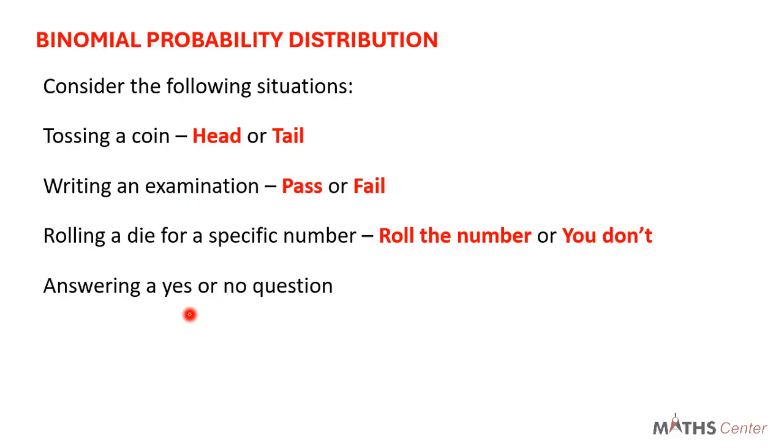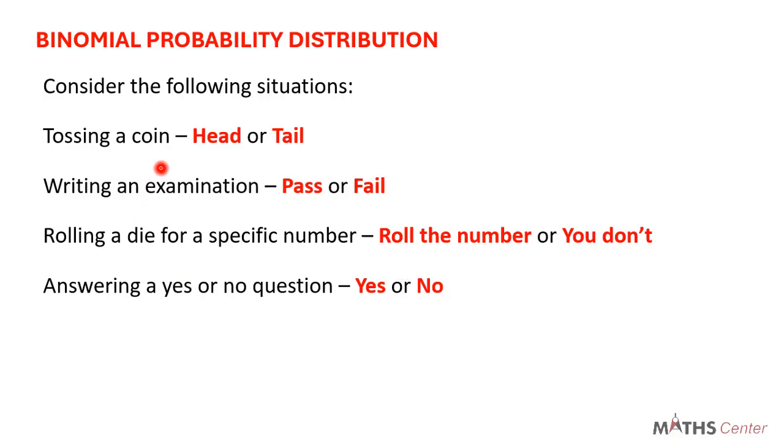When you are asked a yes or no question, you have only two possible outcomes. It's either your answer is a yes or a no. Your answer can't be a yes and no. It's either you answer yes or no.